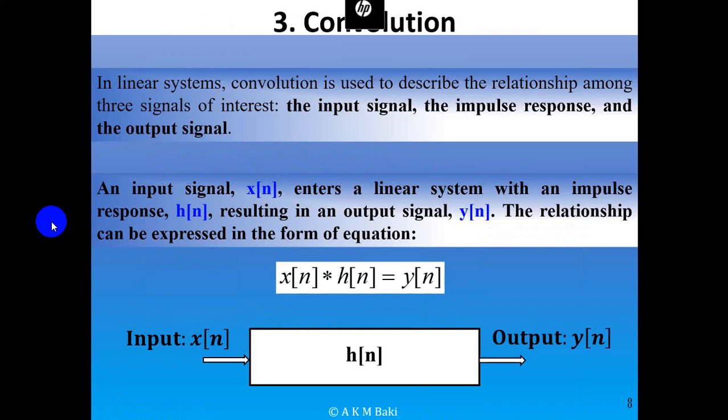So the output, input, and impulse response relation can be represented through this equation. You can see the system has the impulse response h[n], then the output is the convolution. The star sign is the convolution sign. The input signal is convolved with the impulse response, and the output is the resultant of this convolution. That means when you do the convolution of input with the impulse response, you get the output.